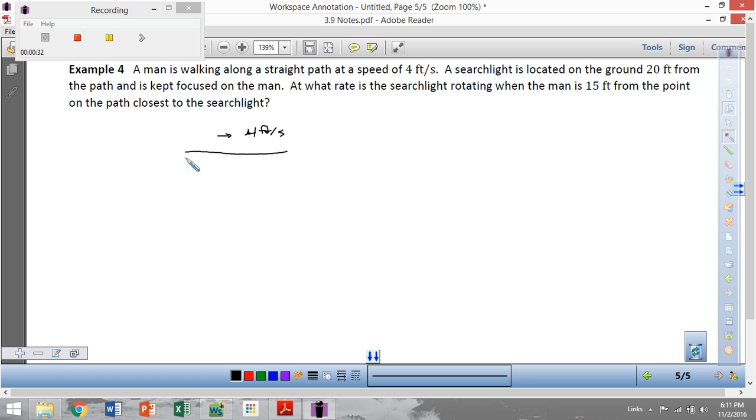There's a searchlight that's 20 feet from the path, so I'm going to make it just come straight down here. This is going to be 20 feet away. And here's our spotlight right here at the end. So as the guy walks along this path, this spotlight stays focused on him.